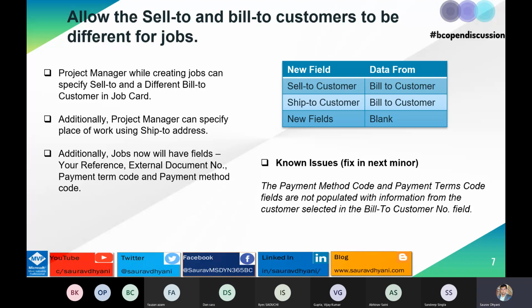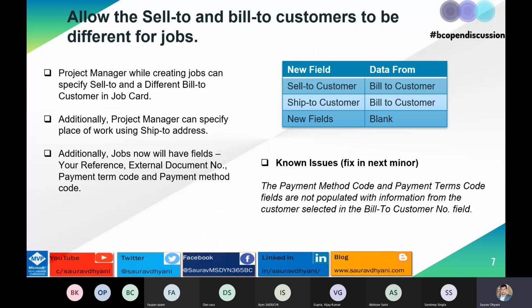You can also use the ship to address as we can use it on the sales transactions today. And then there are some additional fields, which are specifically your reference number, your external document number, payment term, and payment method code, which will be helpful while these jobs get converted.